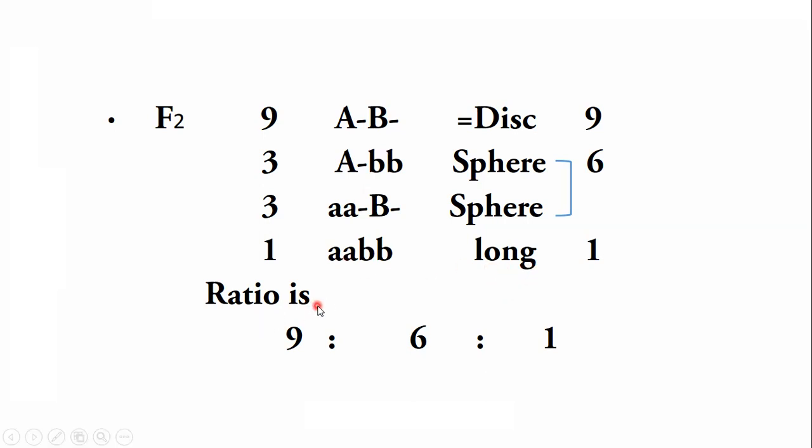So the ratio for polymeric gene interaction is 9 disc, 6 sphere, 1 long. So again, polymeric gene interaction is that case in which, if the dominant alleles of both genes are present separately, they are responsible for the same phenotype. But if they come together, they modify the effect of each other and are responsible for a different phenotype. So that's all about epistasis.